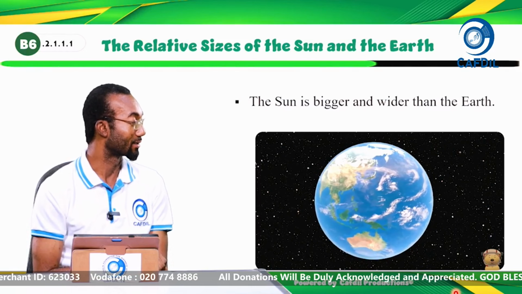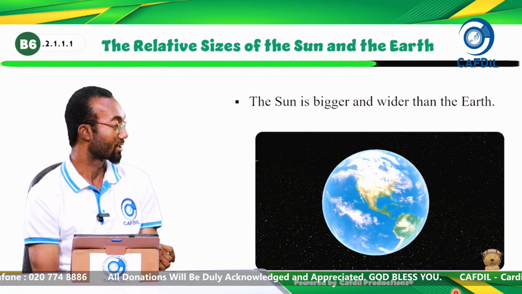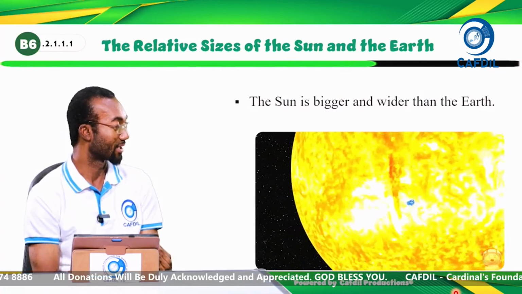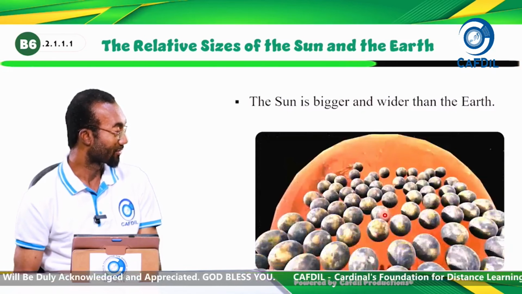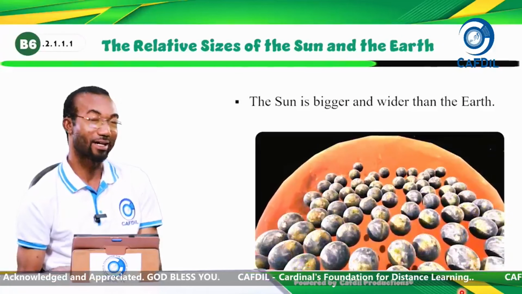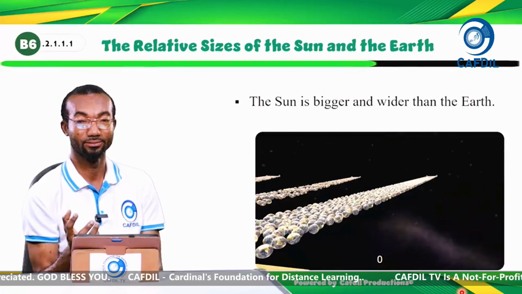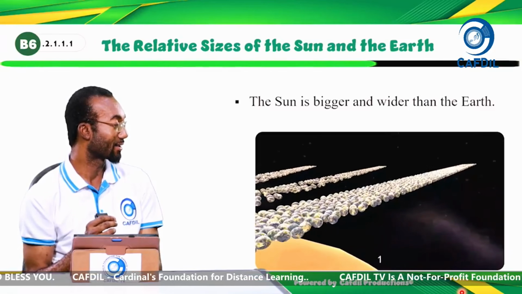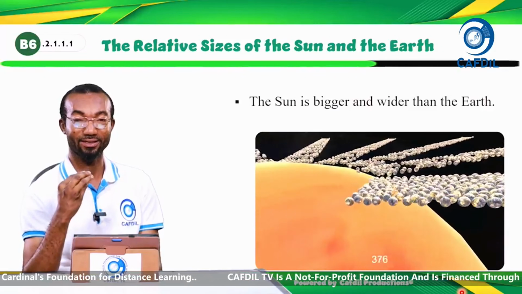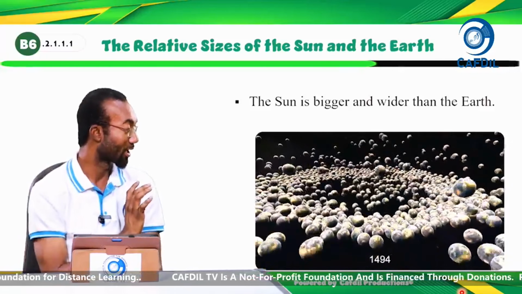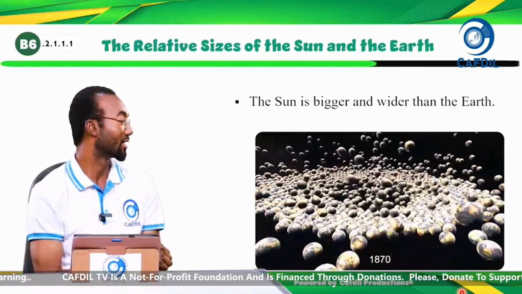Now let's look at this. This is the earth. Very beautiful. And this is the sun. Look at the size of the earth and the sun. Now we are going to look at something. How big is the sun? If the sun were a container, how many earths will fill the sun? That will help us to see how big the sun is.